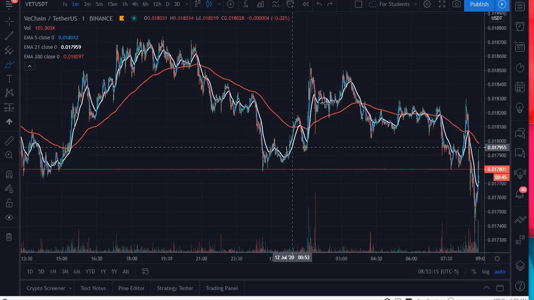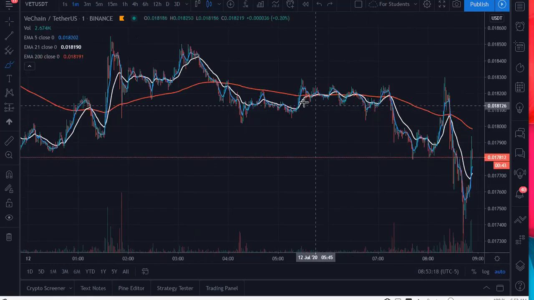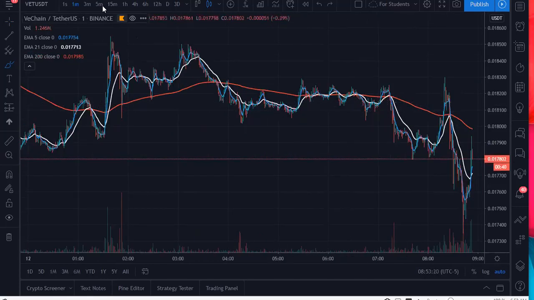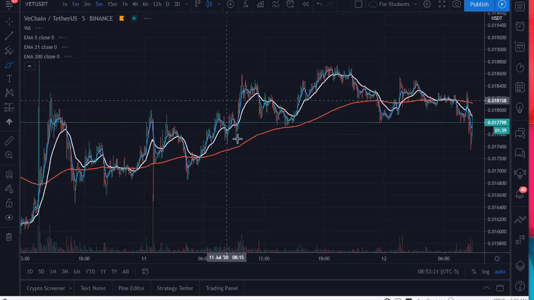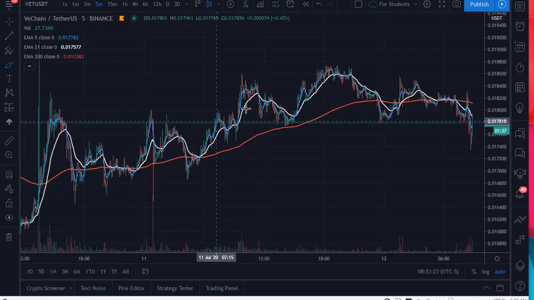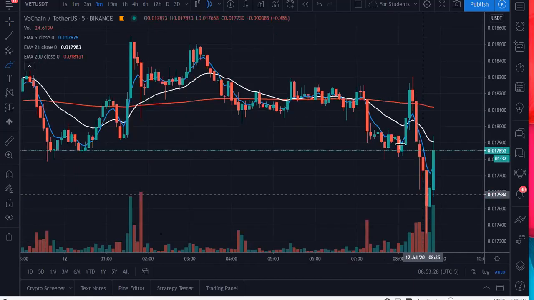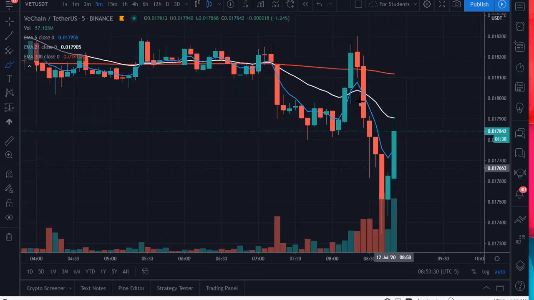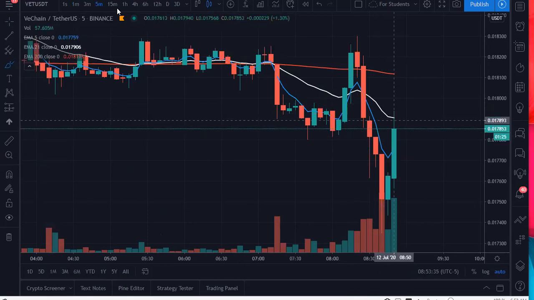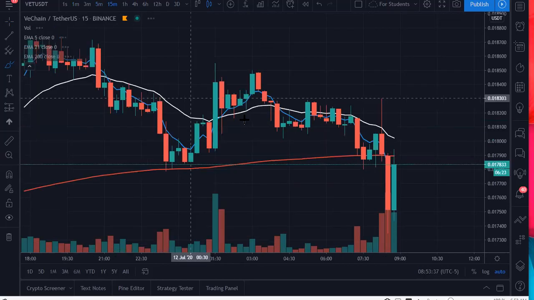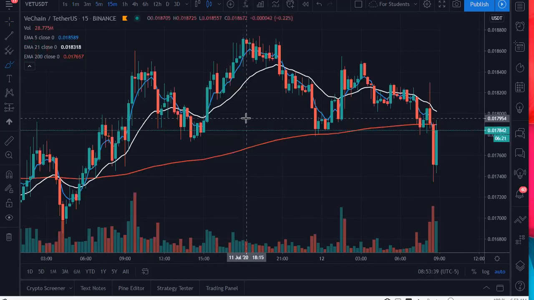It struggled here for a while, over almost 2 hours. Here's the 5-minute. It was struggling to not break down, and it's finally broken down, and it looks like it's going up. Now, you see how this went down? There's a certain amount, and then it shot up to touch the 21.